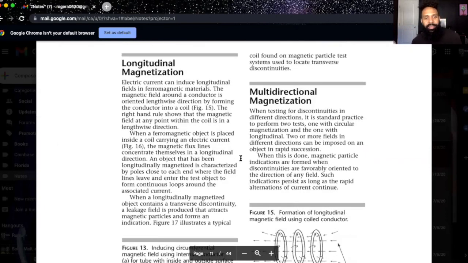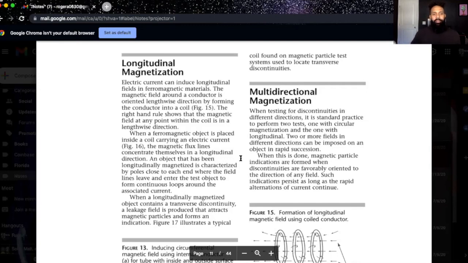Longitudinal magnetization. Electric currents can induce longitudinal fields in ferromagnetic materials. The magnetic field around a conductor is oriented in a lengthwise direction by forming the conductor into a coil. The right-hand rule shows that the magnetic field at any point within the coil is in a lengthwise direction.